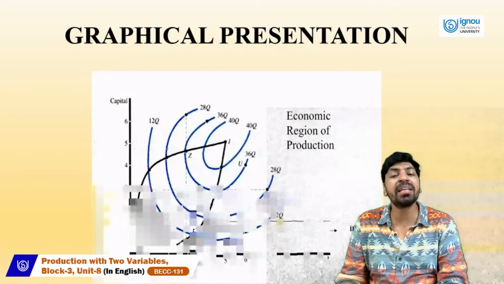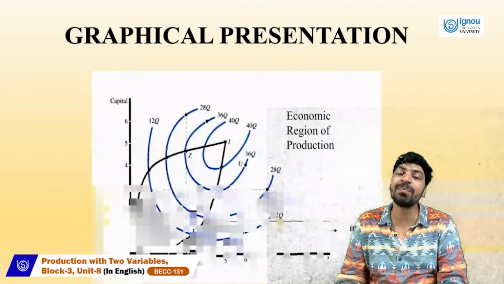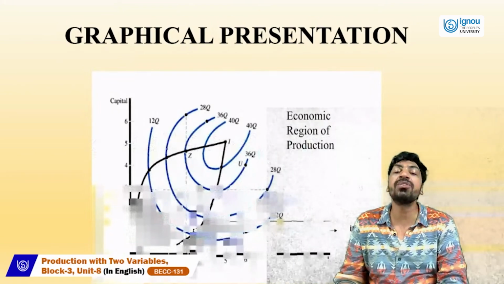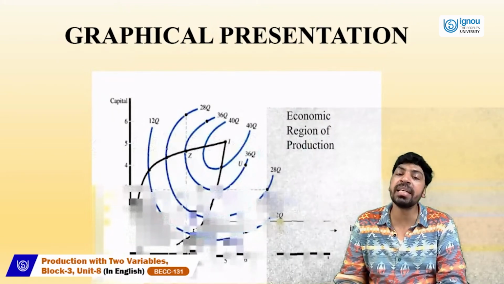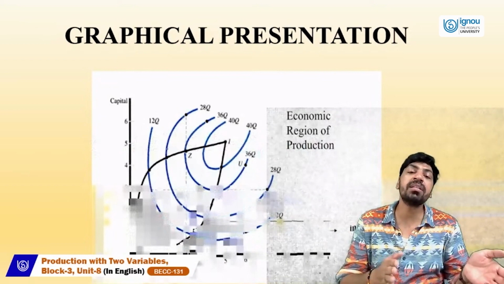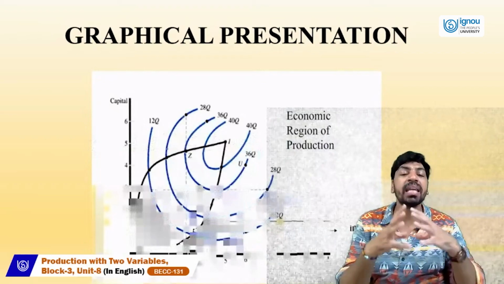While combining the two inputs, labor and capital, the isoquant curves have been drawn, each producing the same level of output, that is 12, 28, 36, and 40 units. The economic region refers to that portion of the isoquants that have a negative slope.